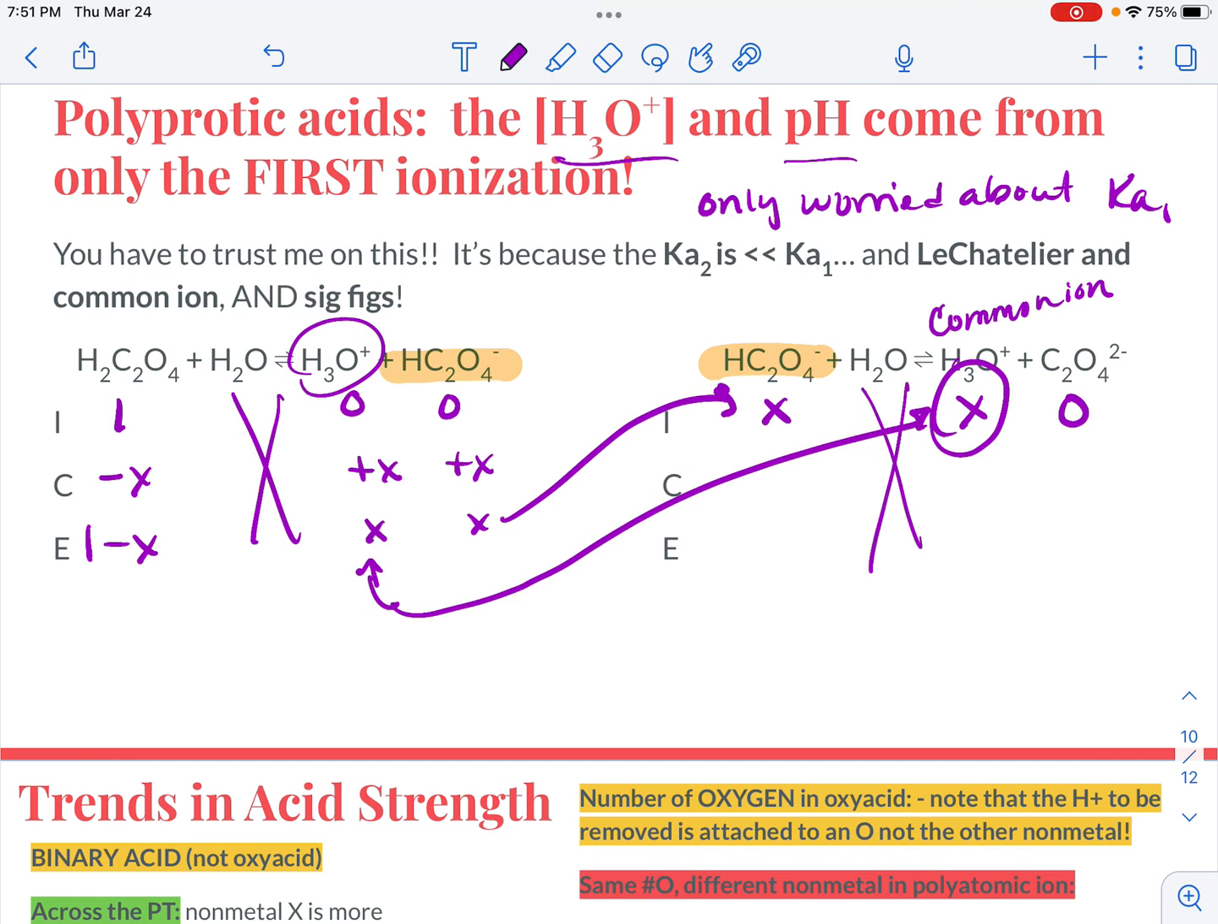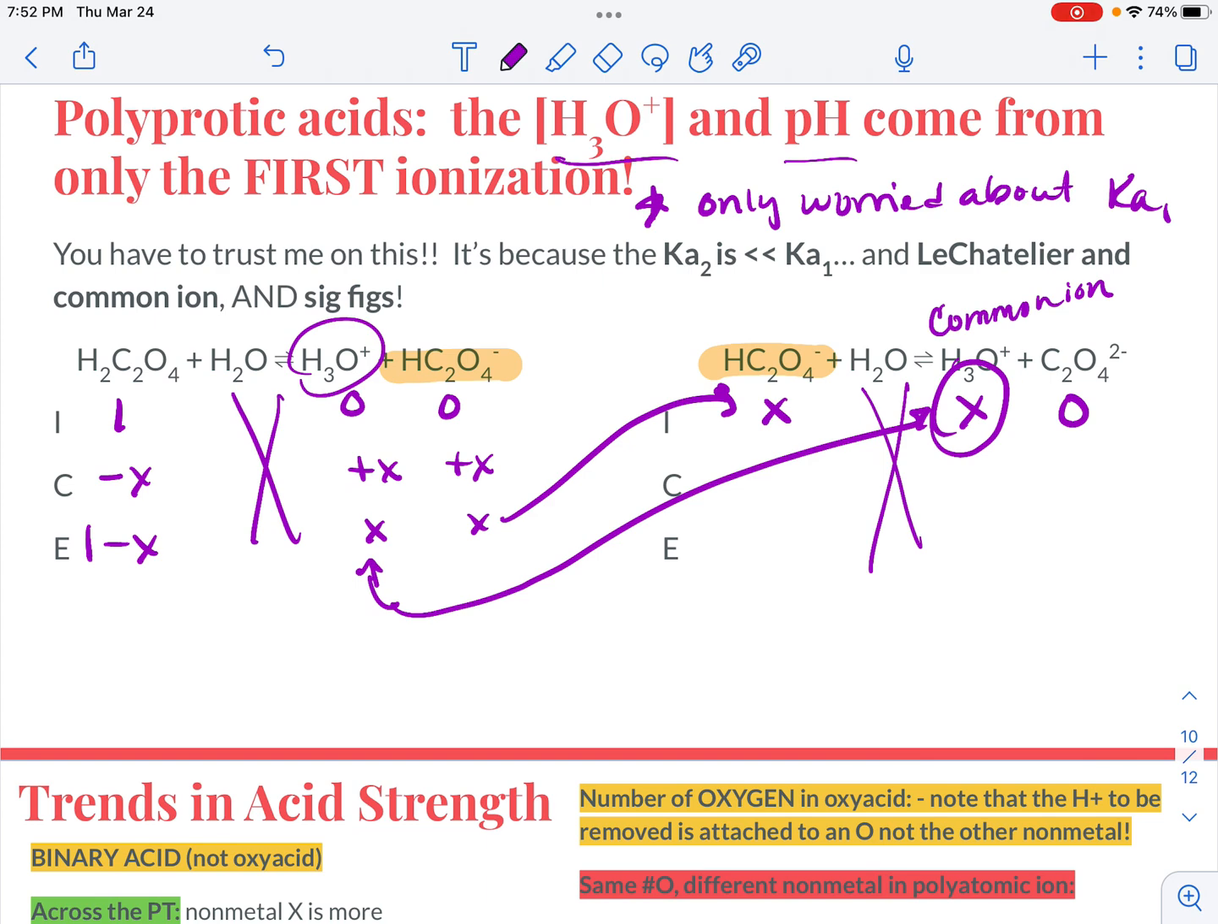So these are actually there in equal quantity right now, and that means that it's going to be very difficult, according to Le Chatelier, for this to move forward, which means that the equilibrium is only going to move forward slightly. And this is why the second Ka is smaller than the first Ka. Because of that, and because any differences that we see will usually be beyond our significant figures and our measurable values, you can only worry about the Ka number 1.